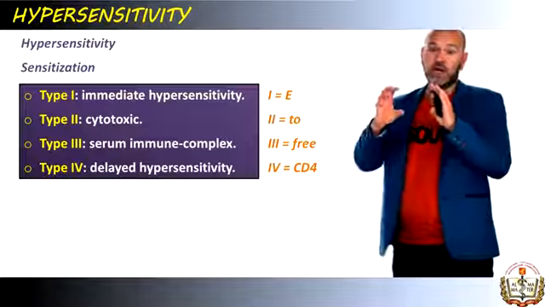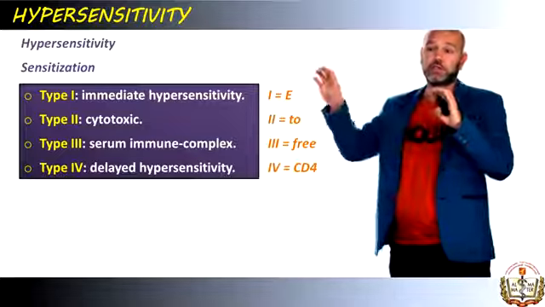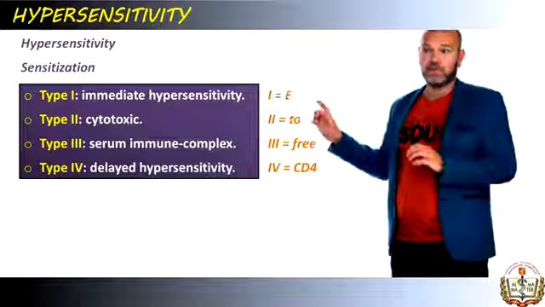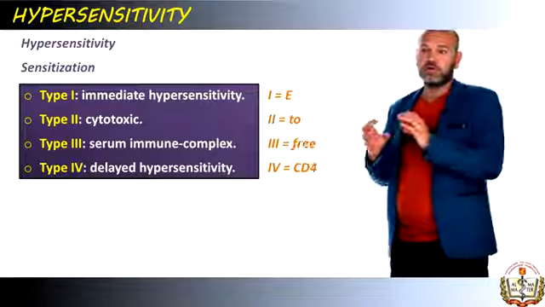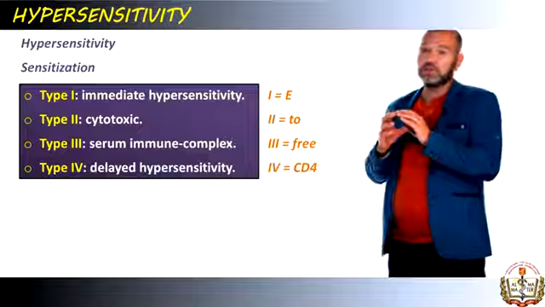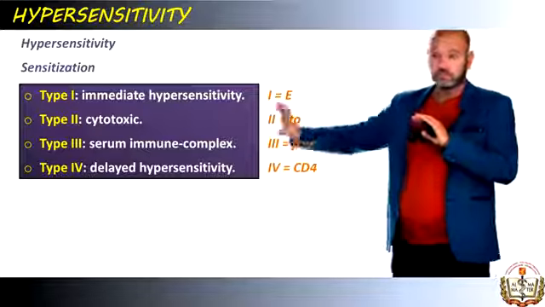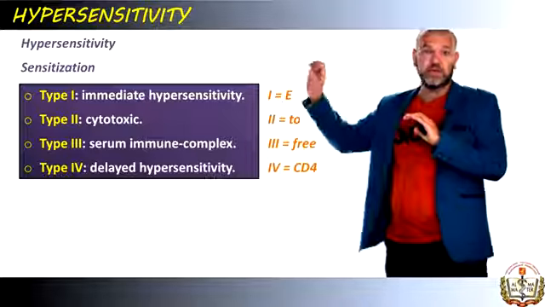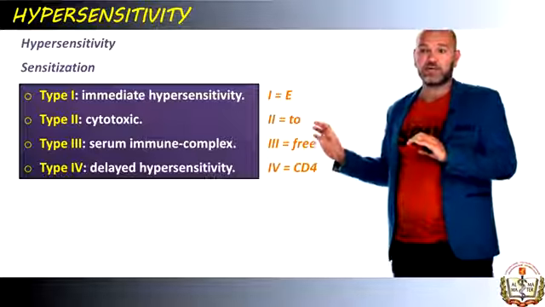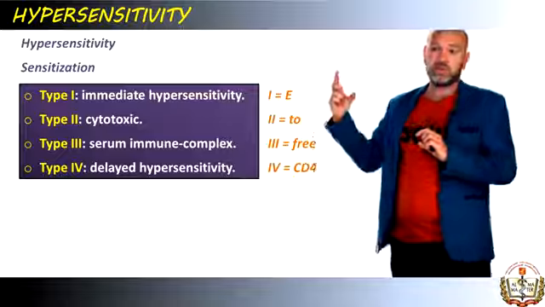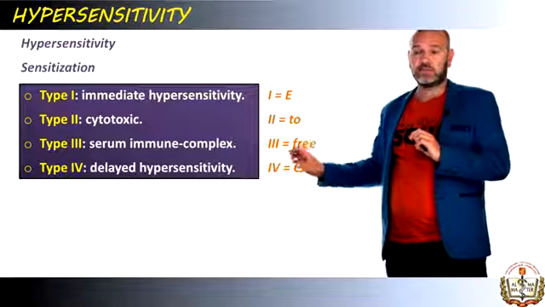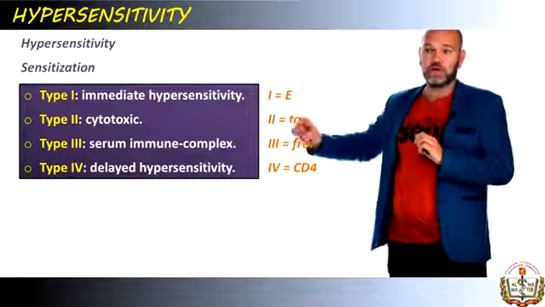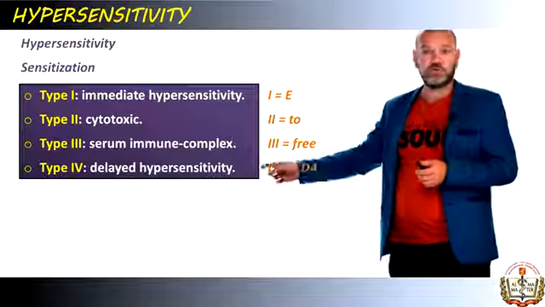Complex, antigen-antibody is fixed to the cell. Cytotoxic, cell toxicity. Type 3 is free. Complex of immunoglobulin antigen is free in serum. It's circulating free. Type 3 is free. And type 4 is related to cells, CD4 cells. CD is a marker of the cell. CD4 cells, T helpers, are involved in type 4. Type 1 is IgE, type 2 is related to the cell, type 3 is free in plasma, type 4 is CD4.